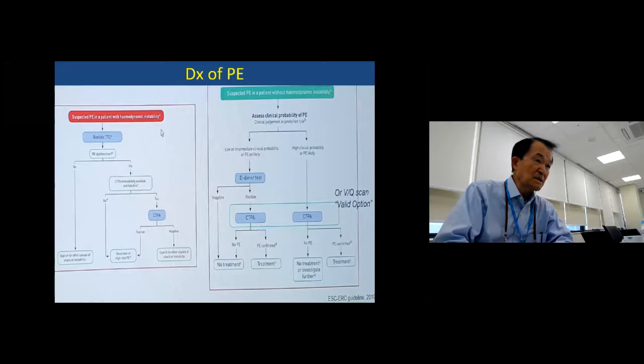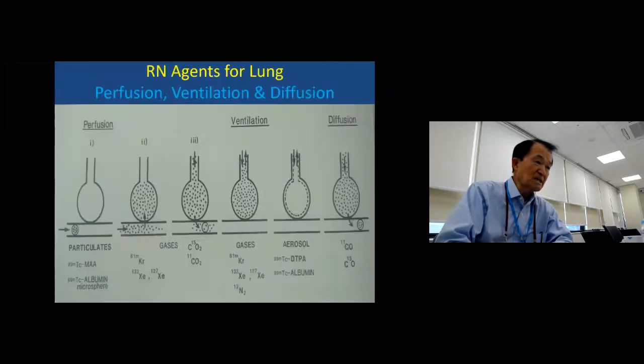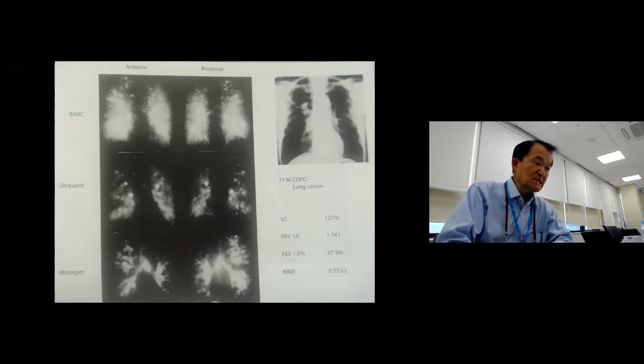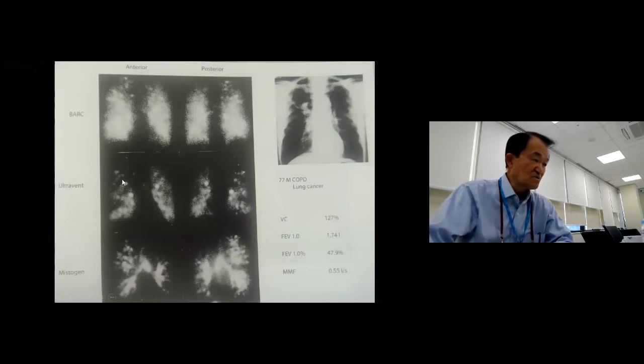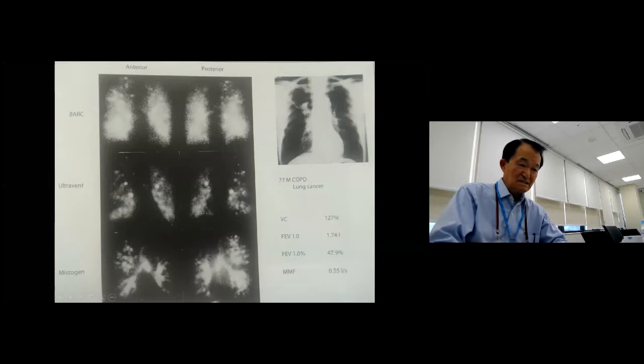So again, suspected pulmonary emboli, you start with CT, D-dimer, and then make groups of probability, and then manage the patient and have a short follow-up. So a lot of agents have been used for pulmonary ventilation as well as perfusion, now diffusion. Okay, this kind of diffuse abnormality, either ventilation or perfusion, is often related to chronic obstructive lung disease.